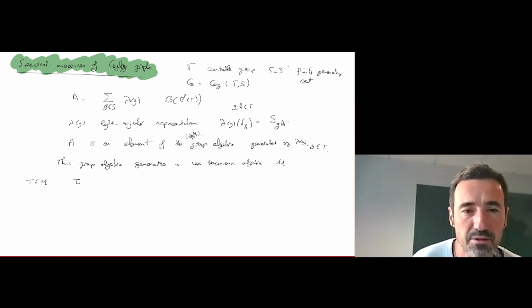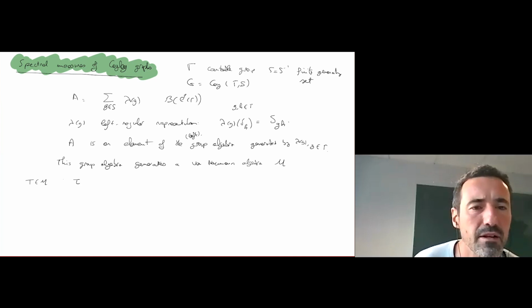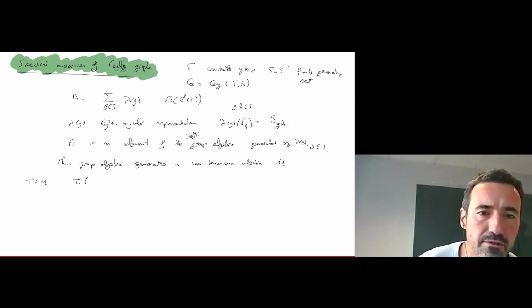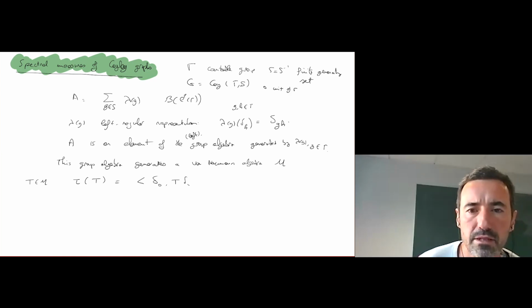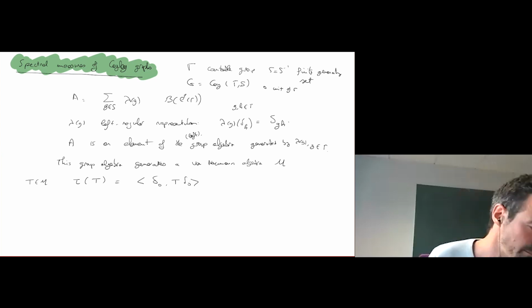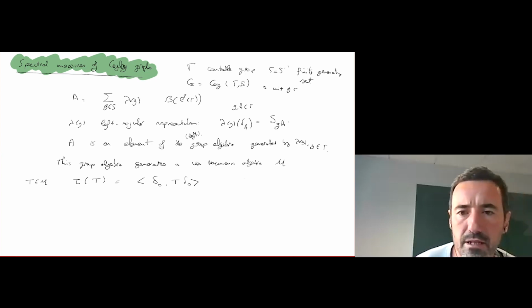This trace is also a trace for this group algebra. So if you have an element T of the group algebra, tau of T is defined as T's Dirac mass at o, let's call o the unit of the group gamma. With this formula, it is a tracial state.